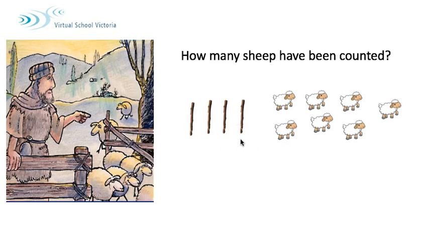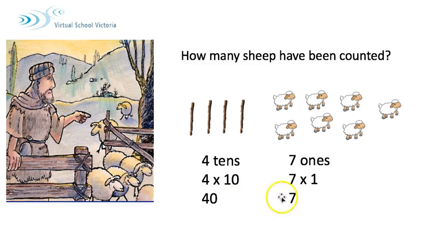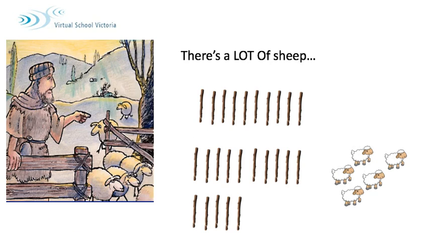Look at this and see how many sheep have been counted. This shepherd has counted 10, 20, 30, 40. 1, 2, 3, 4, 5, 6, 7. 40 plus 7 is 47 sheep. Did you guess that? Now, that's another way of showing 47. So it's 4 tens and 7 ones, or 4 groups of 10 and 7 groups of 1, or just 40 plus 7.